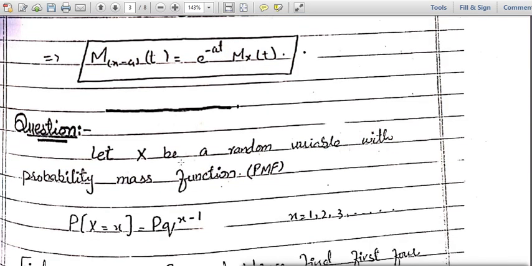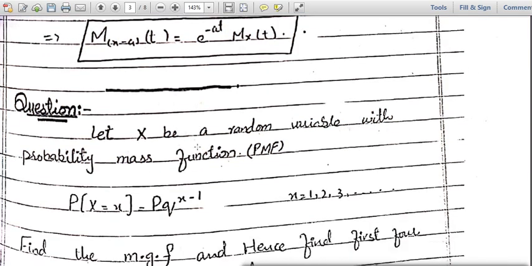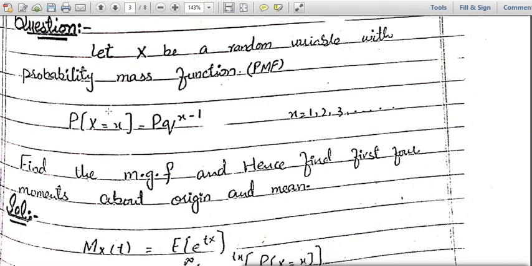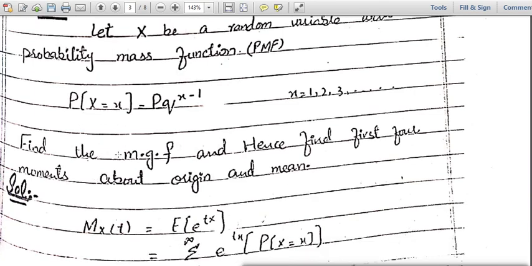Now I will discuss the question about the moment generating function. The question is: let X be a random variable with probability mass function P(X = x) = p q^(x-1), where p is equal to 1 minus q, that is, q is equal to 1 minus p. Find the MGF, the moment generating function, and hence find the first four moments about the origin and the mean.